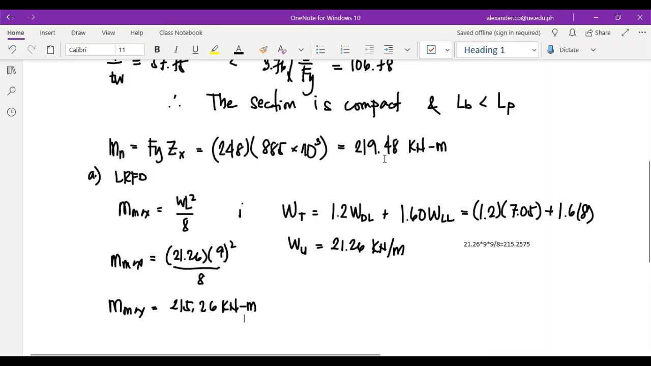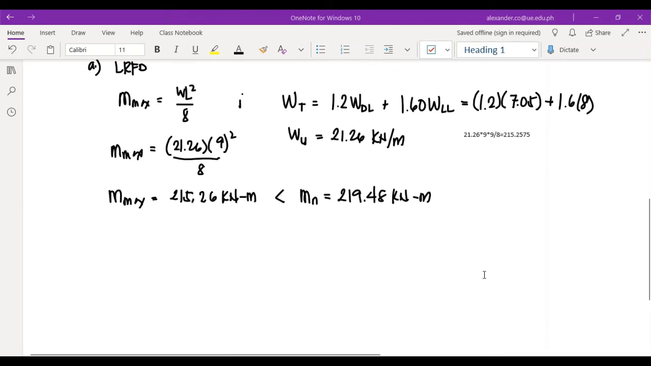Ano yung M na nakuha natin? 219. So, pasok. Okay, since M max is less than the nominal moment, ito yung kaya niya: 219.48. Then the section is adequate. Di ba? Well, kung ganyan. Pero hindi. Mali pa yan, di ba? Sorry, I'm just kidding.